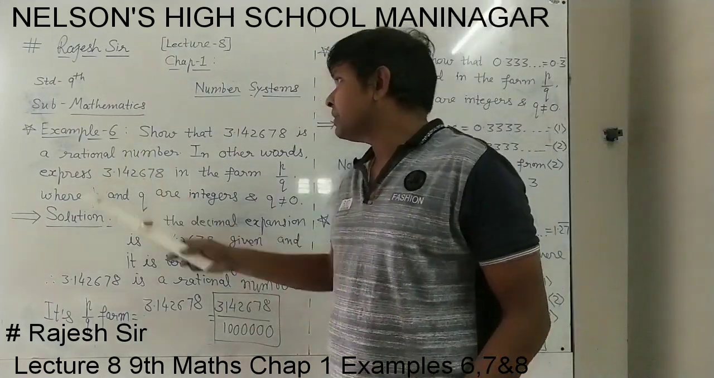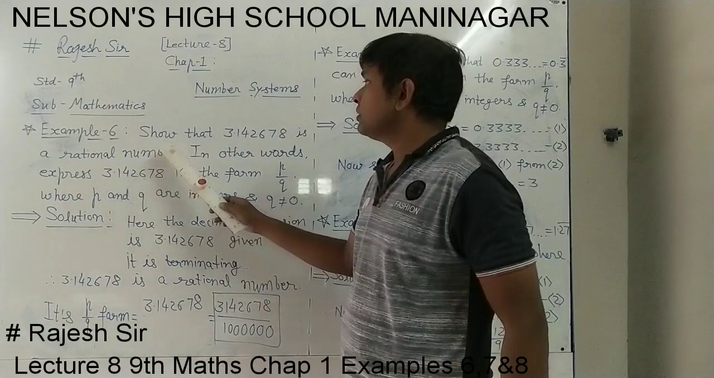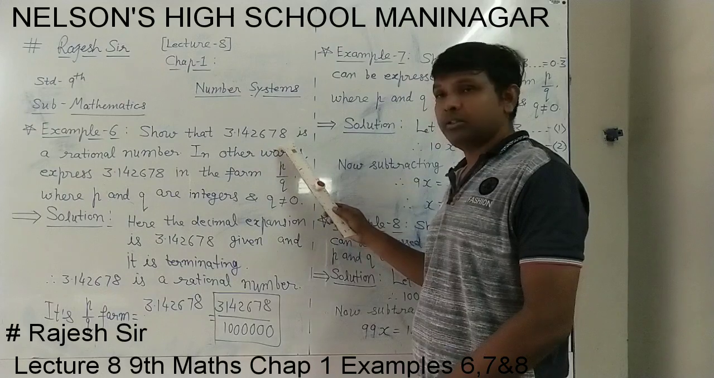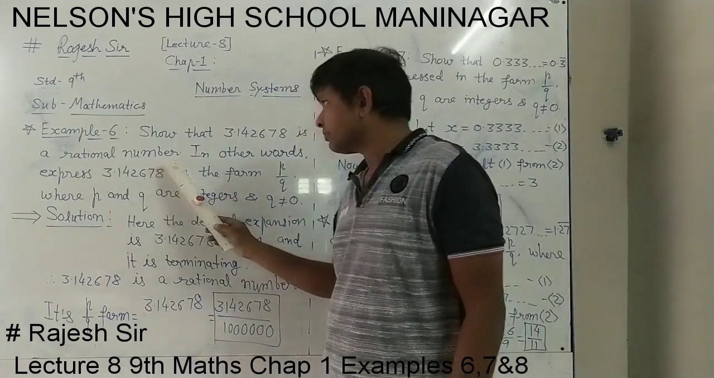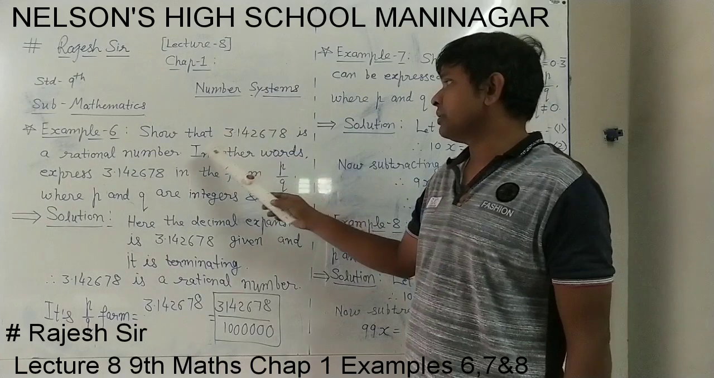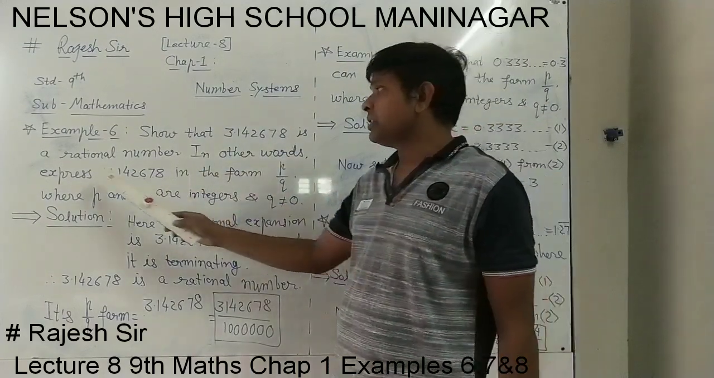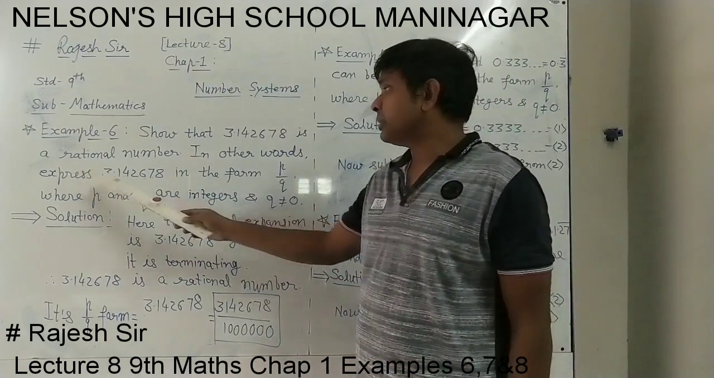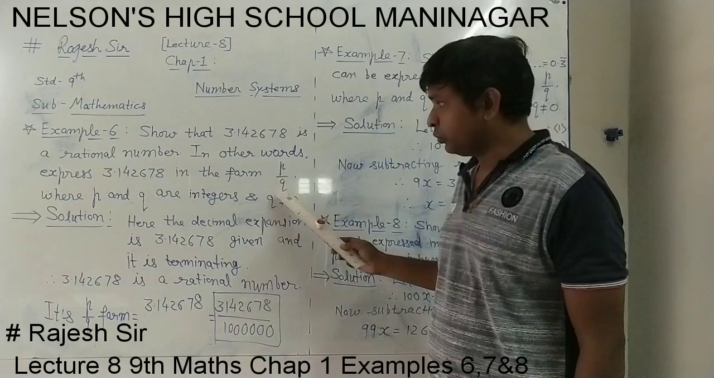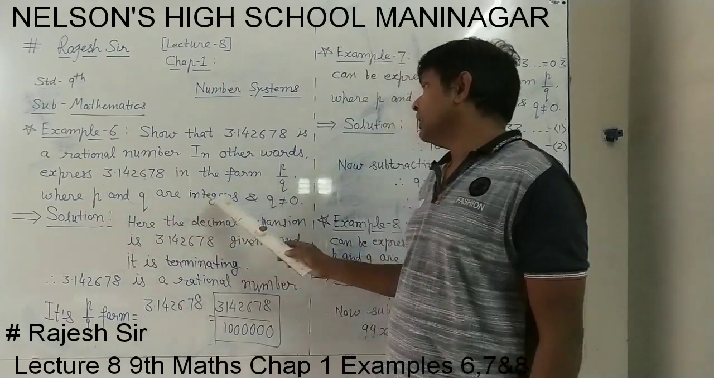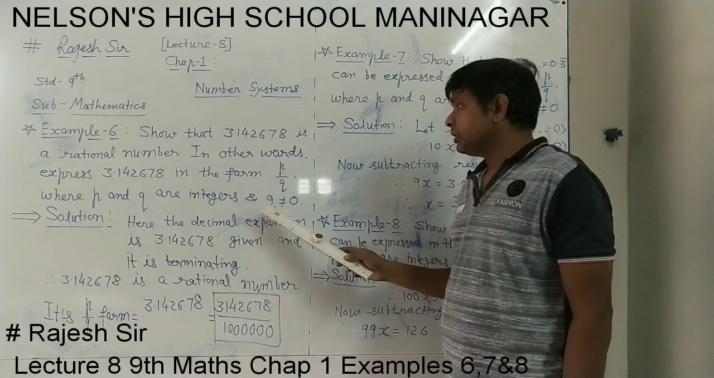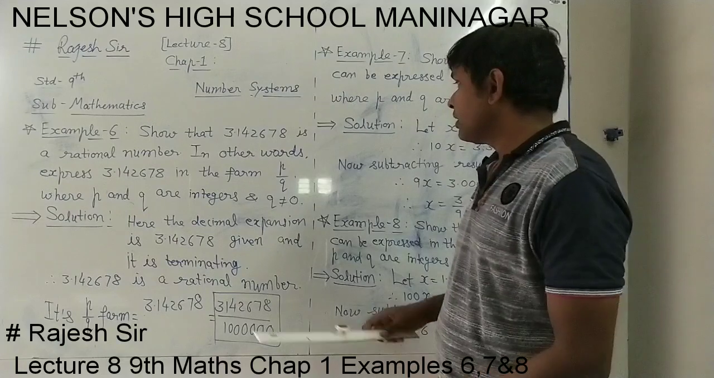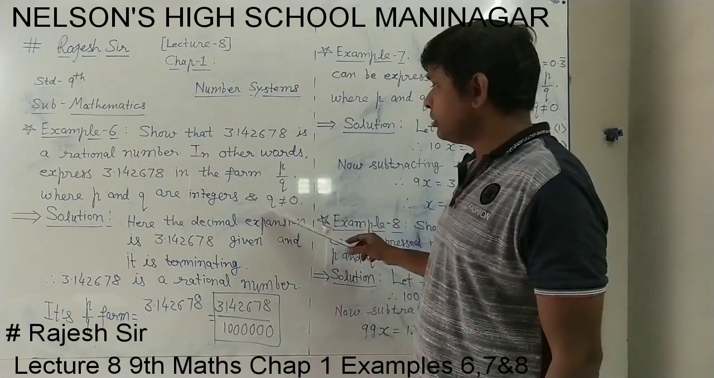So we start with example 6. The question is, show that 3.142678 is a rational number. You have to show first that this number is rational. In other words, if it is rational, it can be converted to P upon Q form. So we have to express this given number in the form of P upon Q, where P and Q are integers with the condition Q is not equal to 0. That was in the definition for rational number. In P upon Q form, Q should not be equal to 0.